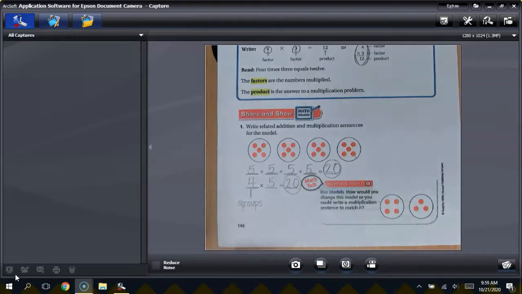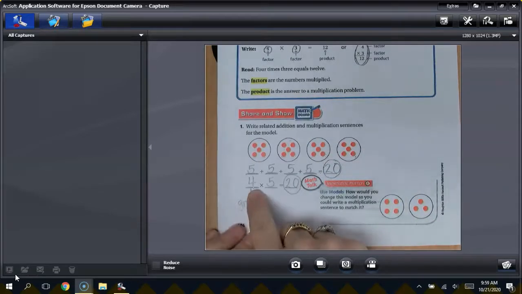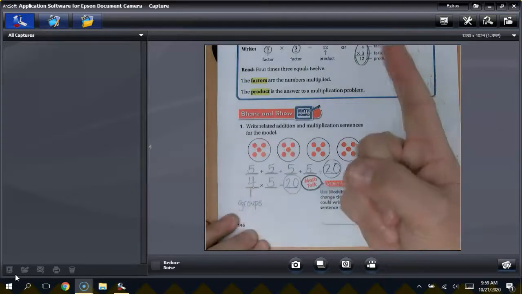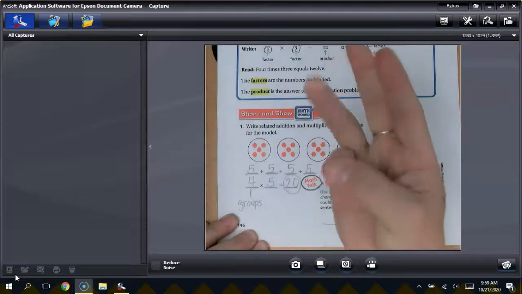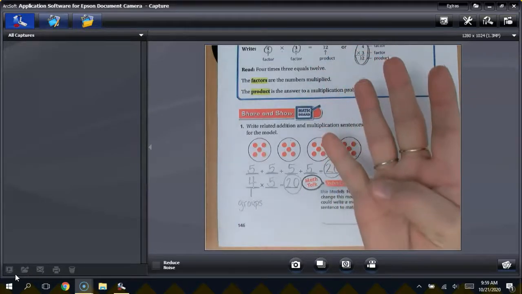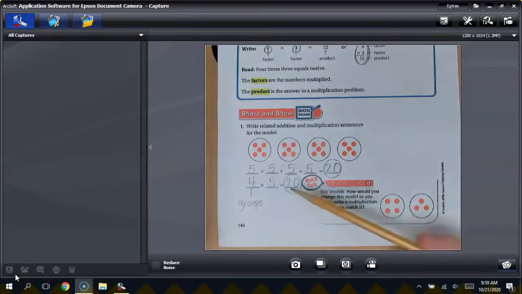You can also check your work. If it's a 5, you all know how to count by 5. You could count by 5 4 times. 5, 10, 15, 20. And you got 20. Great job. Okay, let's go try some more. Turn to page 147.